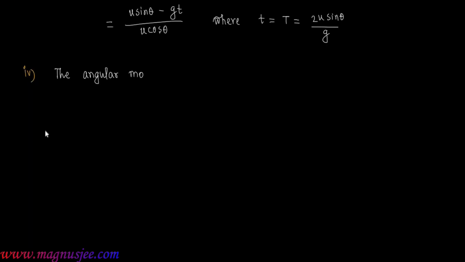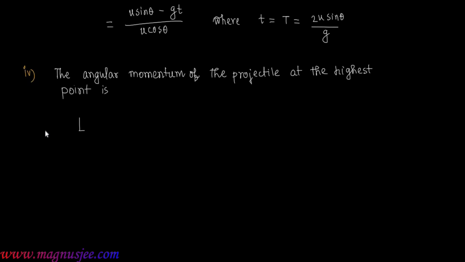The angular momentum of a projectile thrown from the ground. The angular momentum of the projectile at the highest point is L. Now we can draw the diagram.